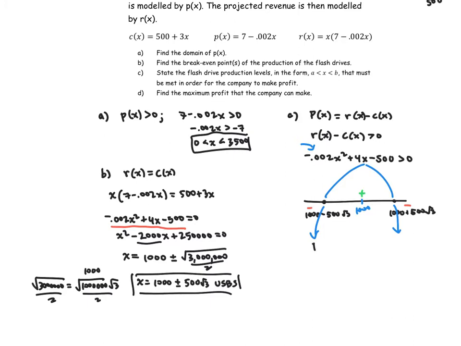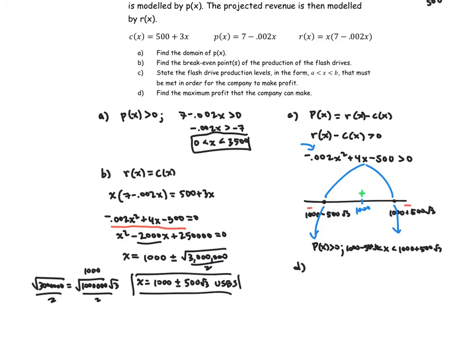Okay, so P of X is greater than 0 when X is between 1,000, whoops, I don't want plus, I want minus 500 root 3, and 1,000 plus 500 root 3. And that's the number of units. So provided we're between there, profit will be positive. Outside of those, negative. And you might have already picked that up from part B.